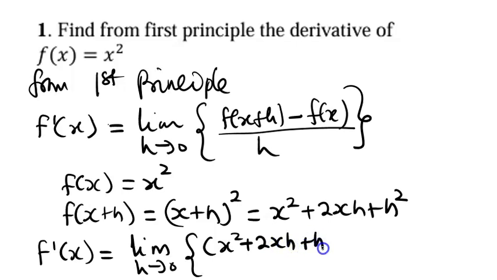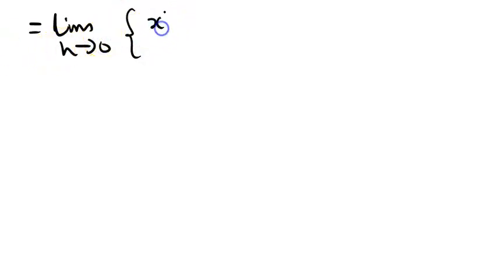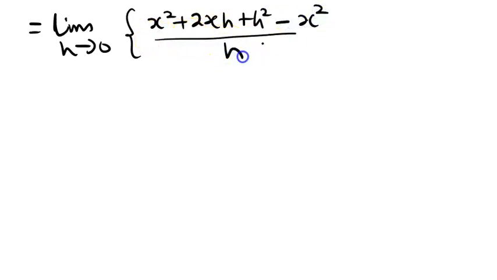2xh plus h squared minus f of x, which is x squared, all divided by h. So let's go further and expand. The limit as h tends to 0: we open the bracket so that we have x squared plus 2xh plus h squared minus x squared over h. Then we close the bracket.